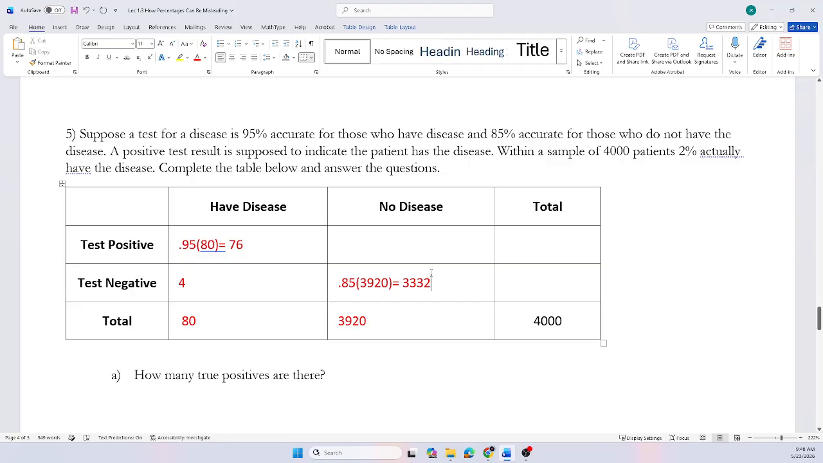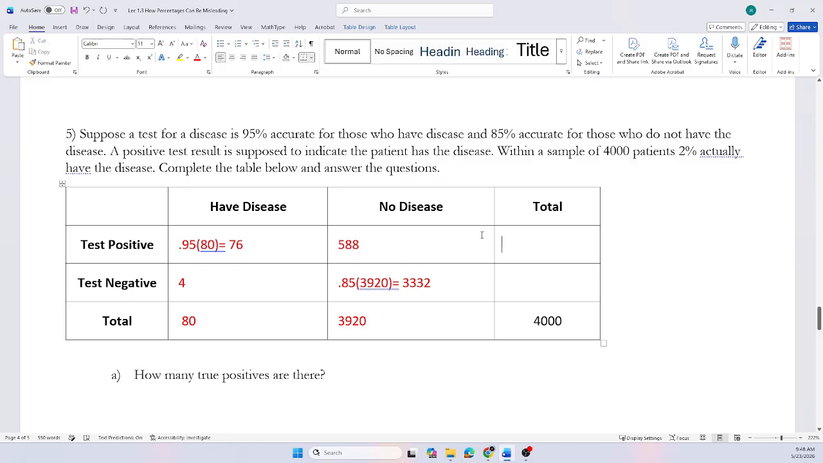So that means not everybody's going to test negative in this situation. In a perfect world, they would, but it's not perfect. Only 85% of them are going to test negative. So then you can just do a little bit of subtraction to figure out how many test positive. So just do 3,920 minus the 3,332, and we get 588.